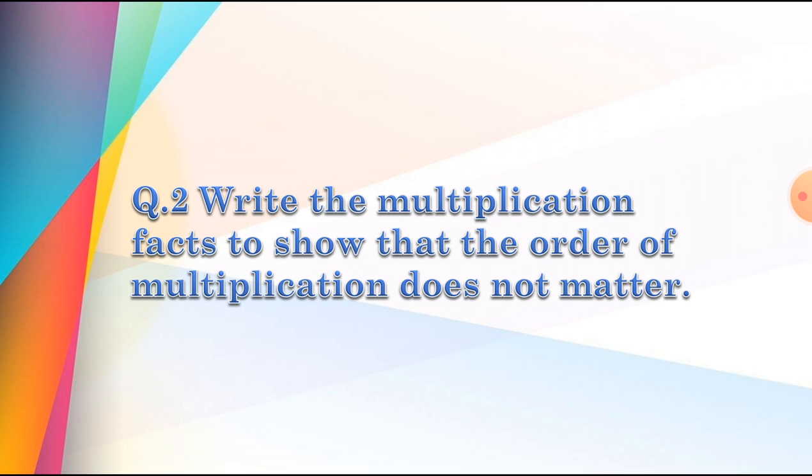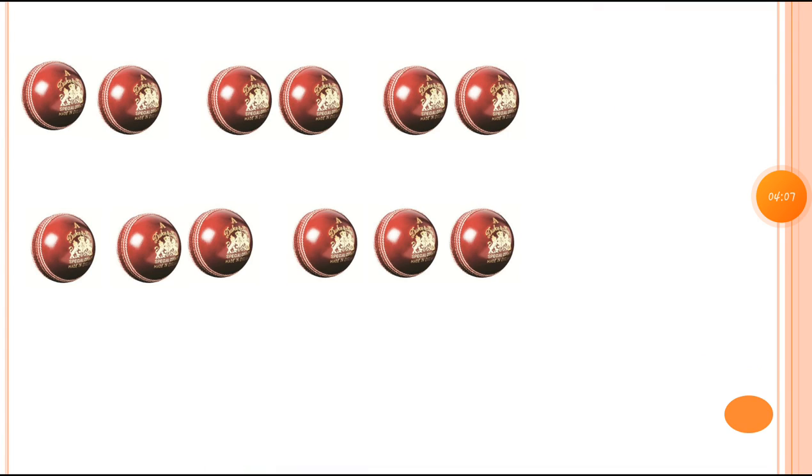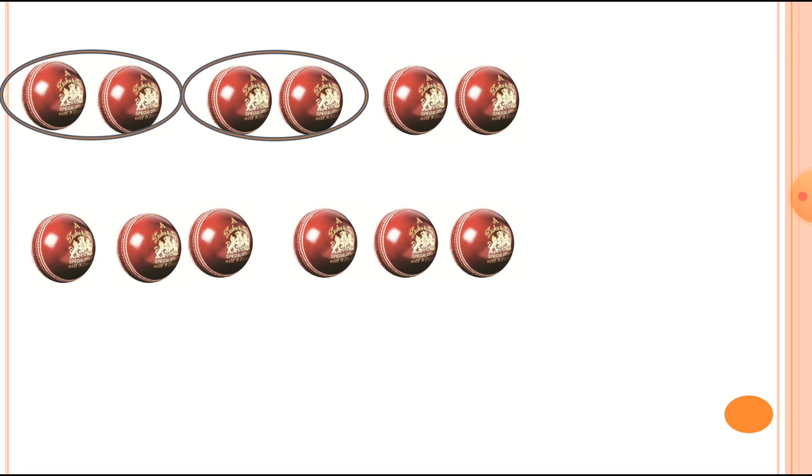If you are swapping the numbers, there is no effect on the product. And I repeat one thing, product means the answer. And what is the meaning of fact? I will also show you by example what this means. Now here are the balls. You can see here are balls. So we have to make the groups first and then we have to write down the multiplication fact. So let's make the groups first. Here is group 1, here is group 2 and here is group 3.